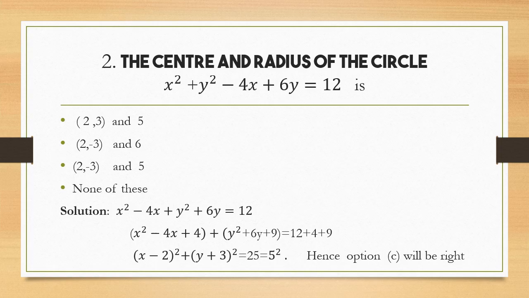Now for a equal to 5, there are two candidates in the options. The first option is 2, 3 and 5. The third option is 2, minus 3, 5. The rest two are deleted. Therefore, as per our calculation, 2 comma minus 3 and 5 will be the right answer. Therefore, option C will be the right answer for this question number 2. Hope you got clarification regarding this question.